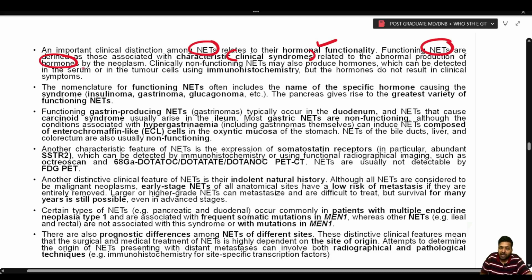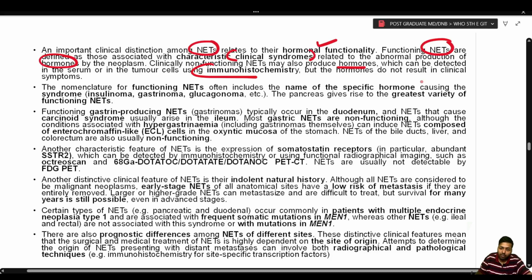They become functional in that case. Clinically, non-functioning neuroendocrine tumors may also produce hormones. So it is not that if you find some hormone in the body, the person will always have the clinical syndrome. Even in the presence of the hormone, the particular neuroendocrine tumor can be non-functional, which can be detected in the serum or in the tumor cells using immunohistochemistry, but the hormones do not result in clinical symptoms. This is what we are trying to say.